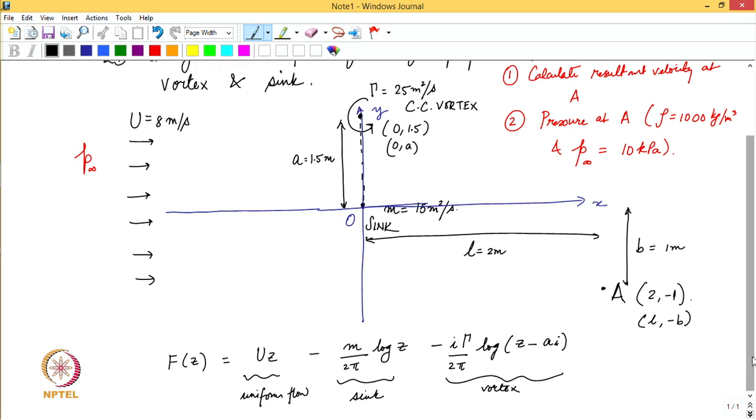So, important points, as I said here: there is a negative sign here, even though the vortex is in the counterclockwise direction. And the second important point is that the location is a i, not a. A would just mean that it is along the real axis, not the imaginary axis. So we cannot use log of z minus a; this would be wrong.